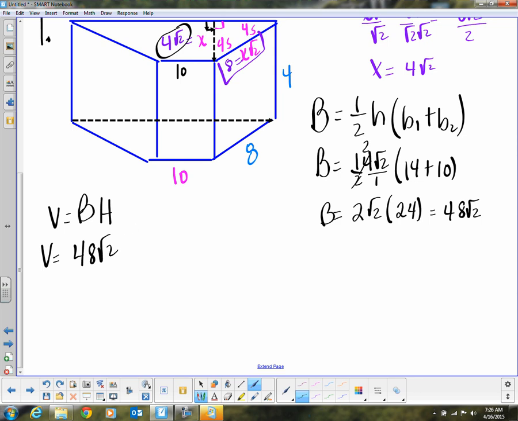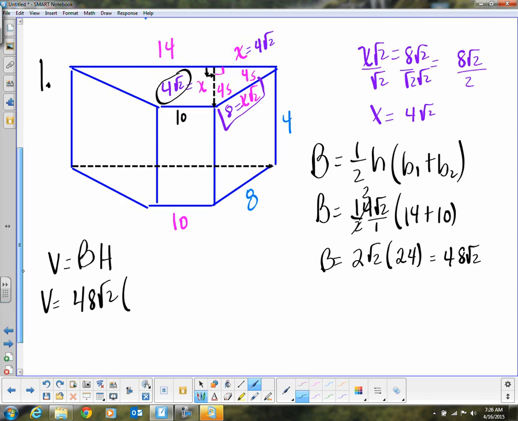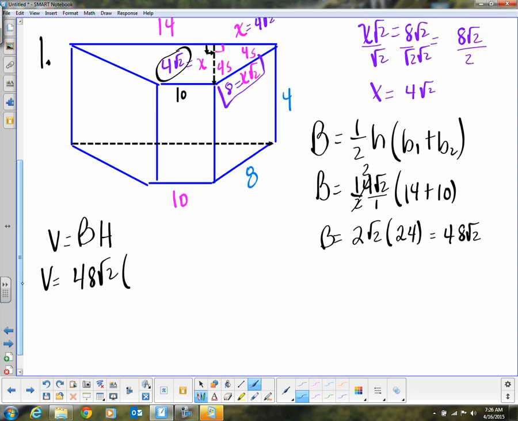What's the 3D height? What's the 3-dimensional height? That would be the distance between those 2 trapezoids, 4. So now when you go to multiply, you're going to get 192 square root of 2, and this was meters cubed. So I missed that one because I forgot to do the volume. Okay, what's next?